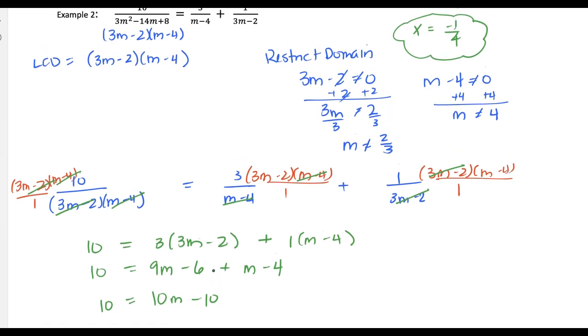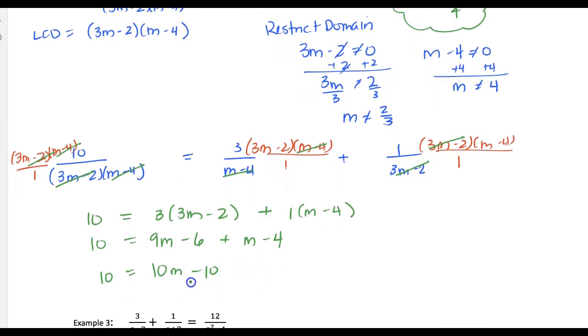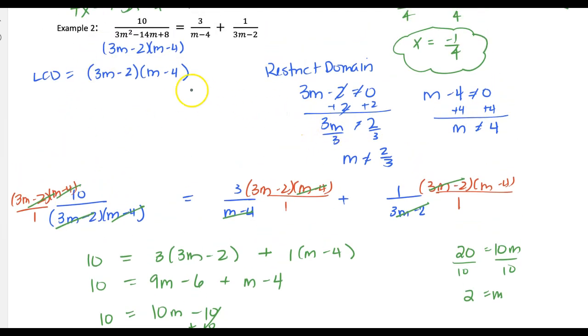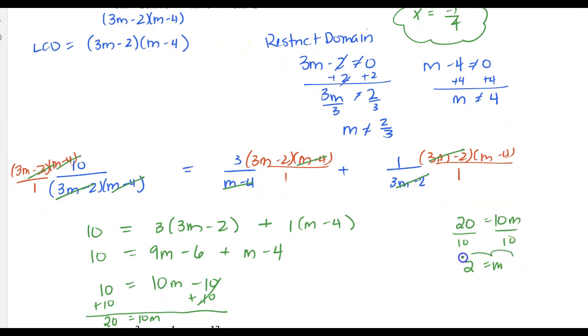And I can solve that equation. Let me go ahead and get the m alone. And it looks like I get 20 equals 10m. And solving, we get m equals 2. Notice going back to where we had our restrictions, that's not anything that was restricted, and you could go back and check the denominators of the original factors, and it would work in each of the denominators. It would not leave the denominator 0. And so m equals 2 is our final answer.